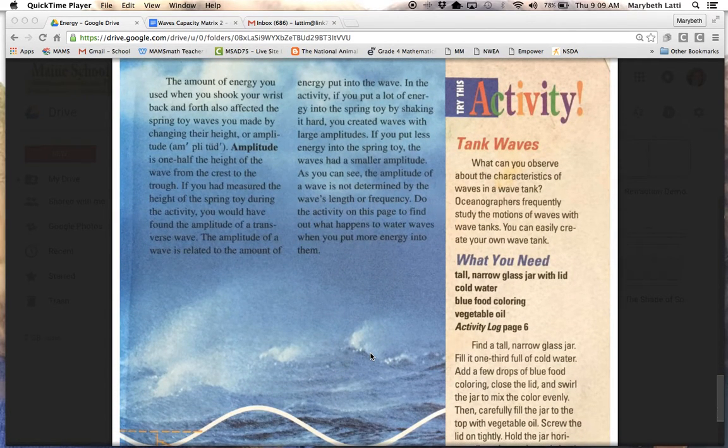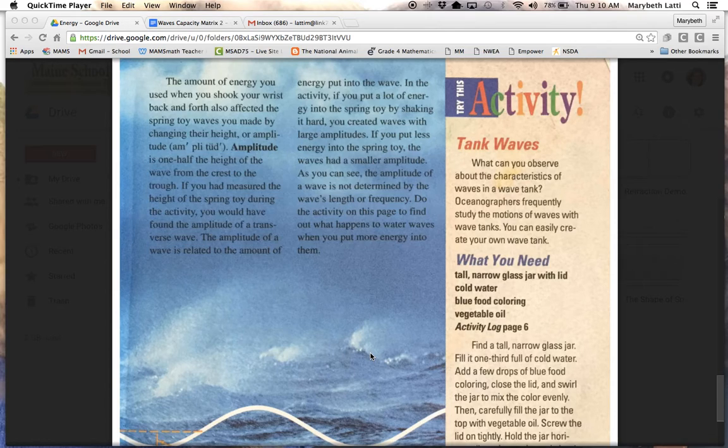The amount of energy you used when you shook your wrist back and forth also affected the spring toy waves you made by changing their height, or amplitude. Amplitude is 1/2 the height of the wave from crest to trough. If you had measured the height of the spring toy during the activity, you would have found the amplitude of a transverse wave. The amplitude of a wave is related to the amount of energy put into the wave.